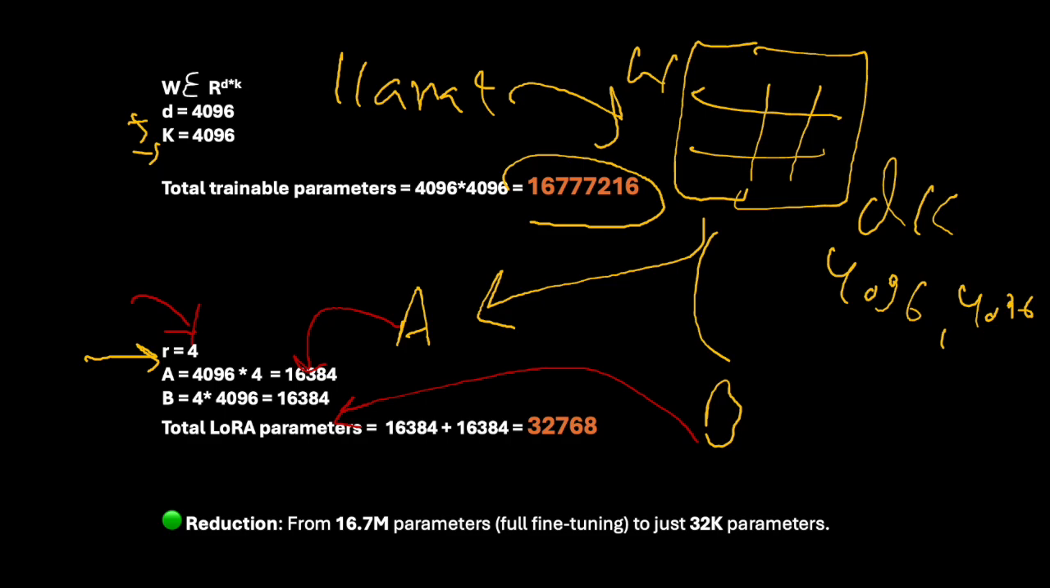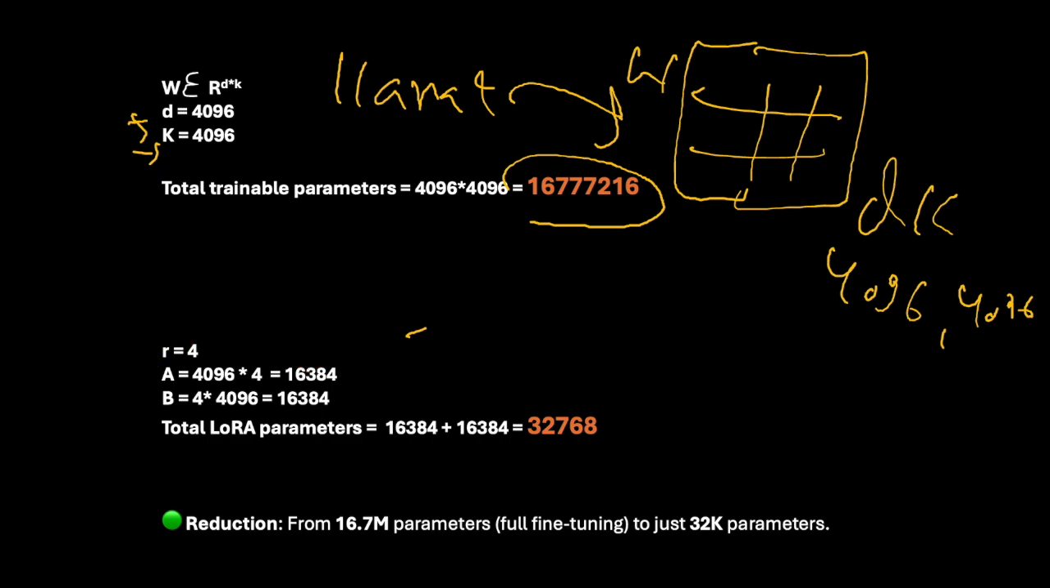Let me again repeat what we are trying to do here. We have this bigger matrix W. If we try to update all the weights inside this matrix, the total number of trainable parameters is 16.7 million. Now using LoRA, we will decompose this big matrix into two matrices, matrix A and matrix B, and we will be using rank 4.